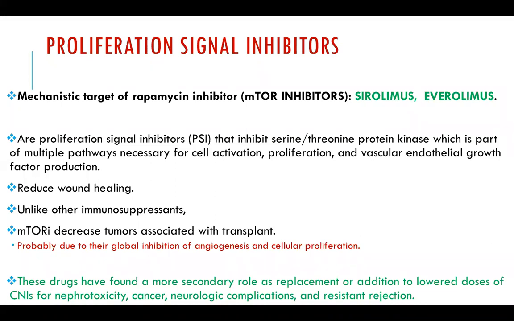Unlike other immune suppressants, mTOR inhibitors decrease the tumors associated with the transplant, probably due to their global inhibition of angiogenesis and cellular proliferation. These drugs have found a more secondary role as a replacement or addition to the lower doses of calcineurin inhibitors for nephrotoxicity and cancer, neurological complication, and resistant rejection.